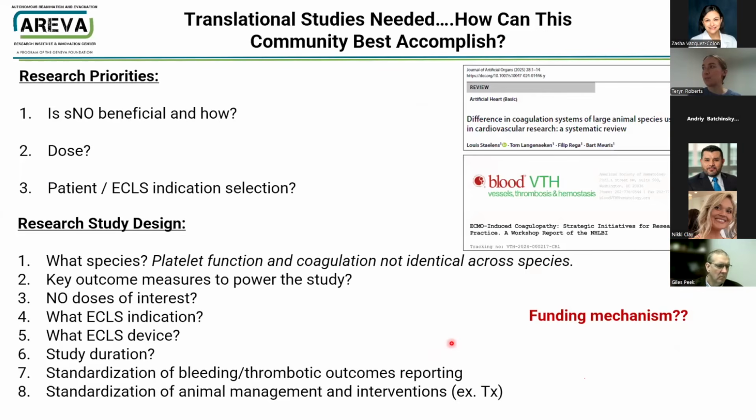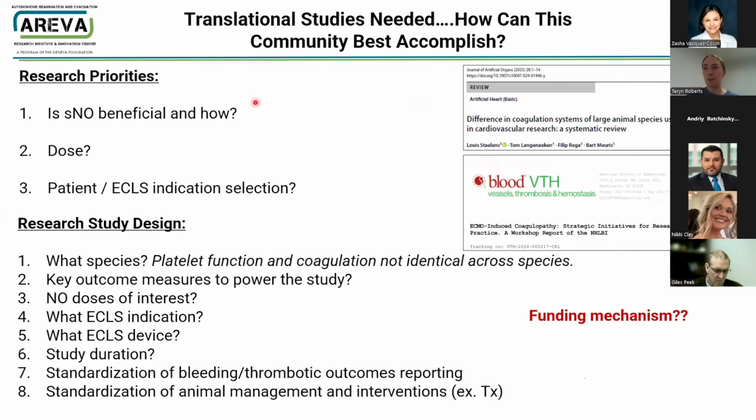Like Dr. LaRussa had mentioned, we definitely see the need for translational animal studies, even in a multi-center setup, to dig into some of these questions that are difficult to address in the clinical realm, just because of the complexity of clinical care and the patients being cared for. And so we just threw together a couple of points on how such a multi-institutional study could be conducted.